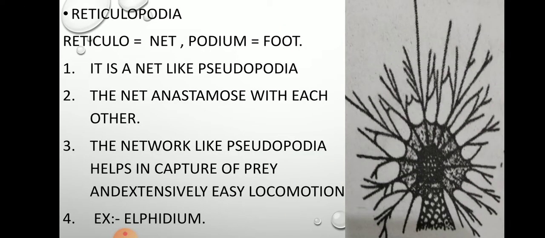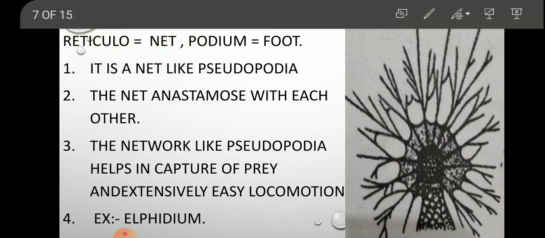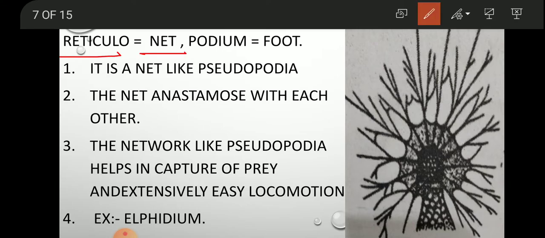So next one is reticulopodia. The next type of pseudopodia is reticulopodia, and we all know that reticulo means net, net like, and podia means foot. It is a net like pseudopodia. Here you see it forms as a net. The net anastomose with each other.